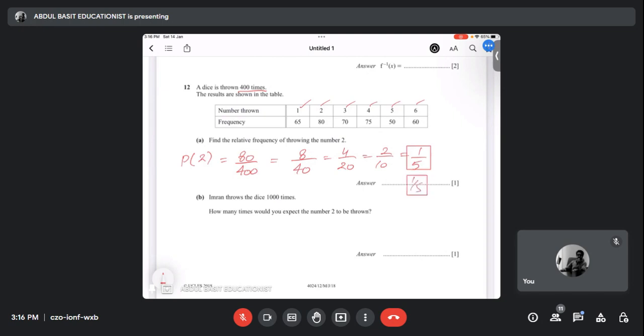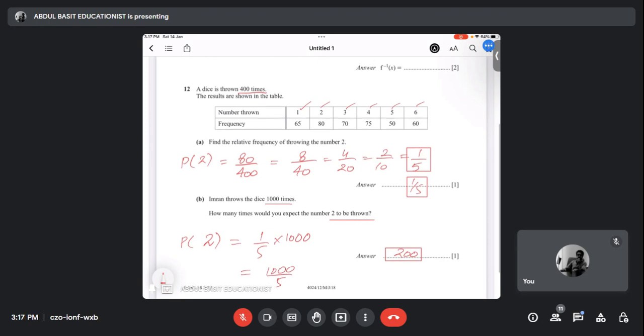Okay. Now they say that Imran throws the dice 1000 times. How many times would you expect the number 2 to be thrown? So the probability of number 2 is 1 by 5. We already did it in part 1. And out of 1000 times, it would be 1000 divided by 5. So you can expect 200 times number 2. Agree? Is this clear everybody? Yes or no?